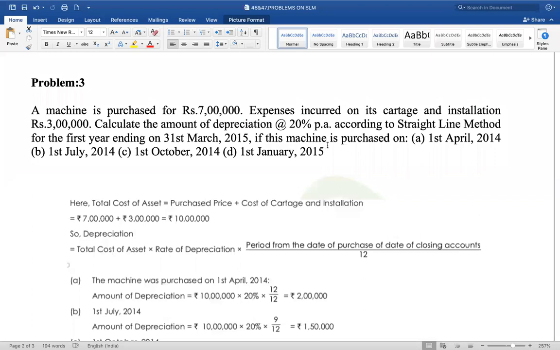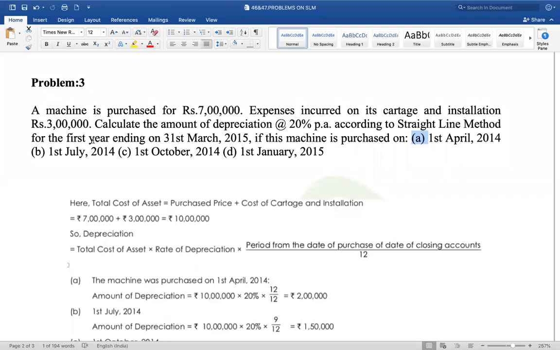He's giving some clauses. Situation 1: if this machine is purchased on 1st April 2014, count April of 2014, May, June, July, August, September, October, November, December of 14, January of 15, February, March 15. That means it is being used for all the 12 months.